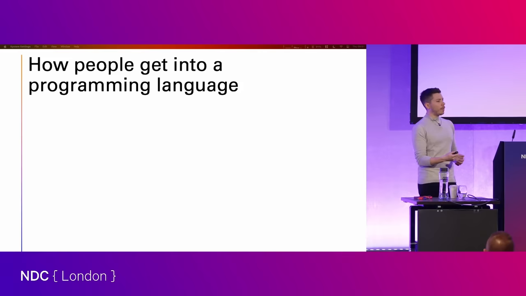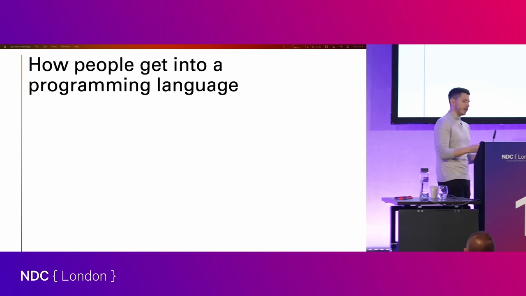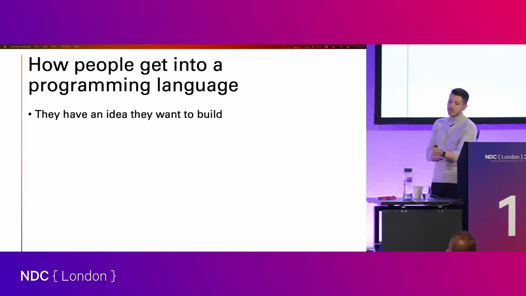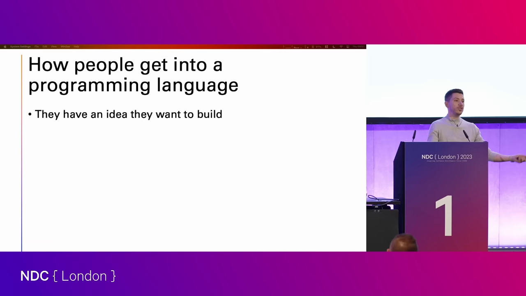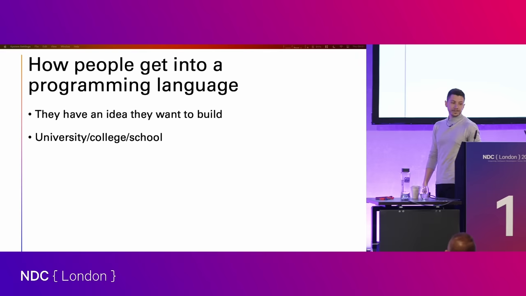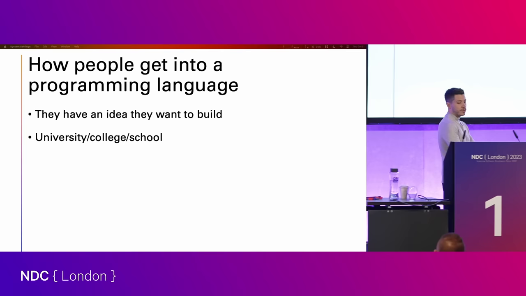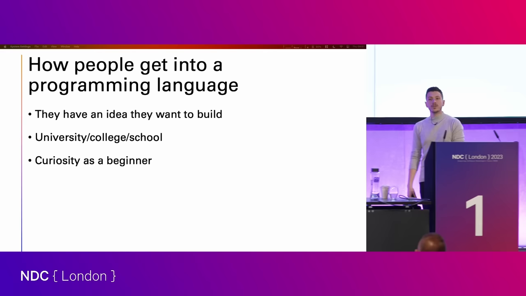There are many ways, and this is not an exhaustive list, but they probably have an idea they want to build. That's how many of you maybe got started. My cousin wanted to get started with programming because he wanted to build Tetris from scratch. How do you do that? Well, I have an idea, I'm gonna just do it. University, school, college, I'm sure many of you have also studied programming because of that. Curiosity as a beginner, how do you do that?